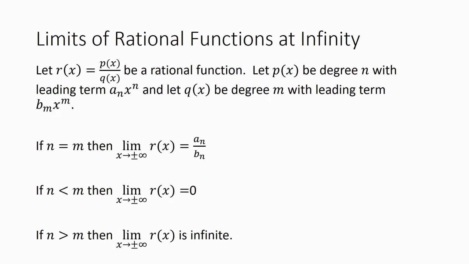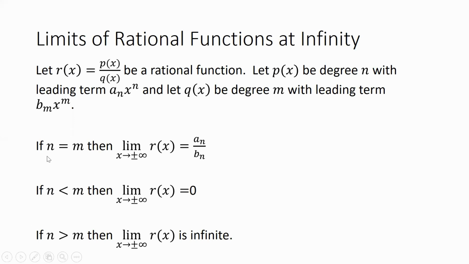So here's the rule. If we have a rational function, polynomial divided by polynomial, let's let the numerator polynomial, p of x, be degree n with leading term a_n x^n. And let's let the denominator polynomial q be of degree m with leading term b_m x^m.